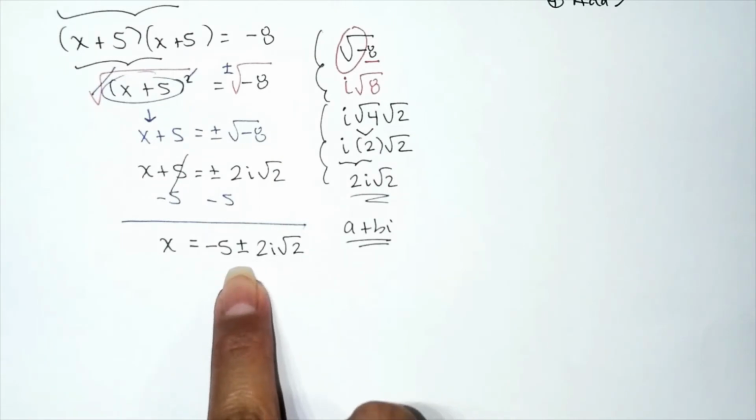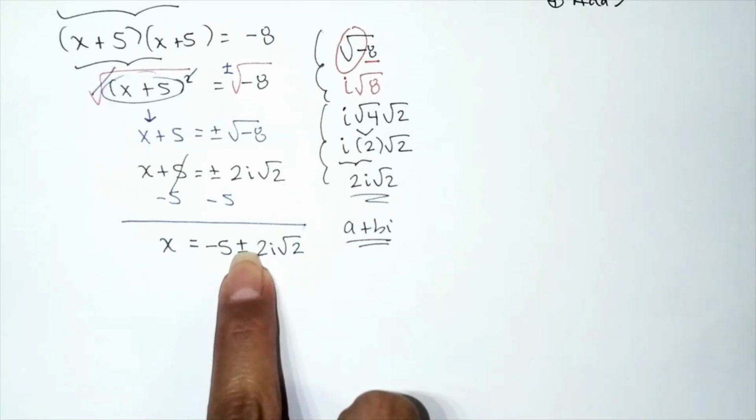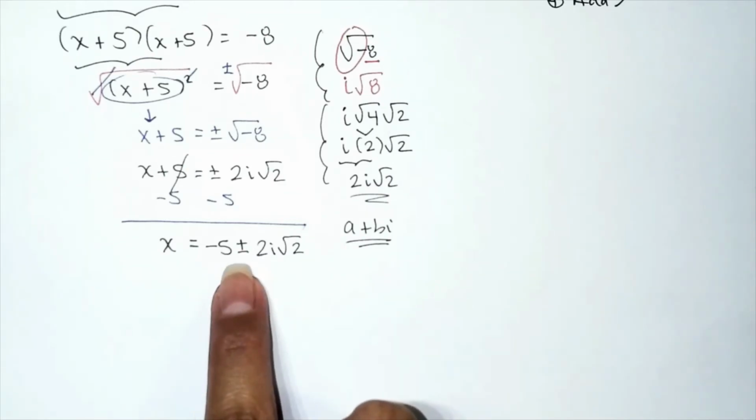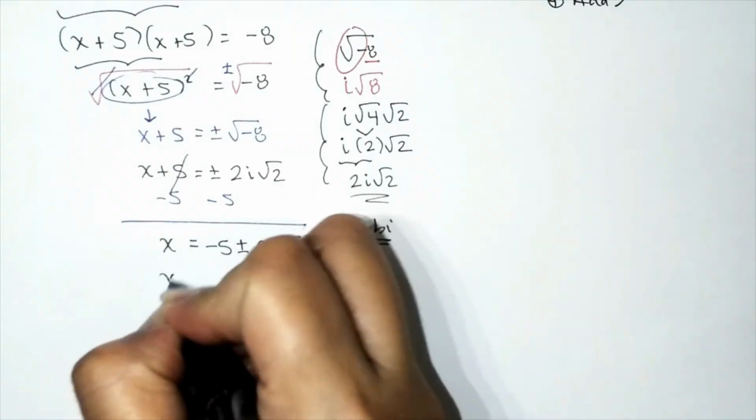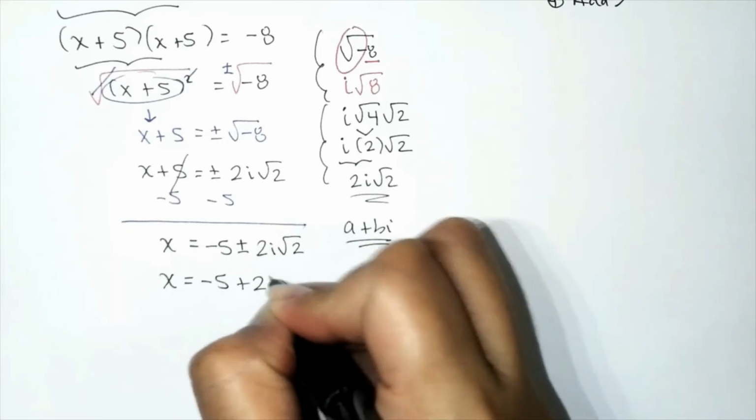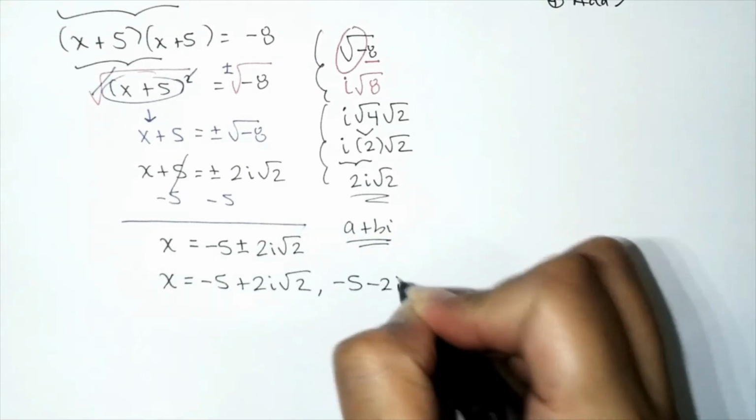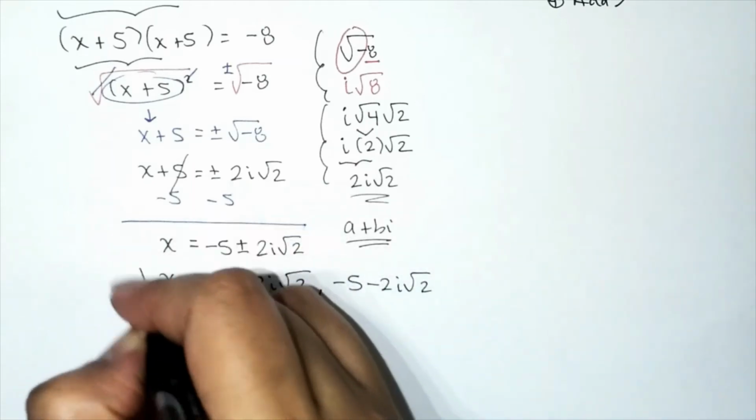Let's just go ahead and write our answers without the plus or minus sign. So one solution, negative 5 plus that bad boy. The second solution, negative 5 minus 2i root 2. So we have negative 5 plus 2i root 2, and the other answer is negative 5 minus 2i root 2.